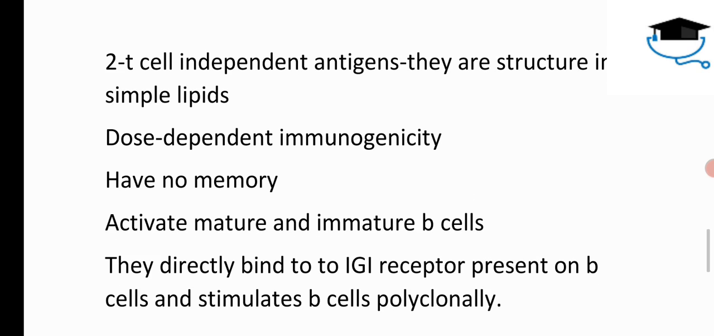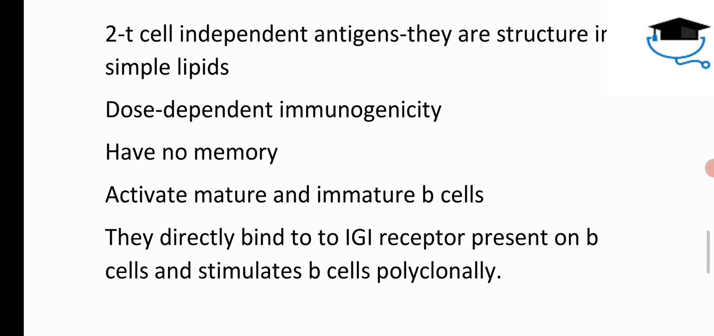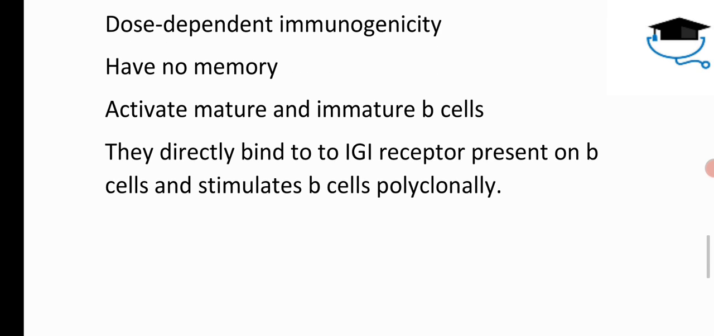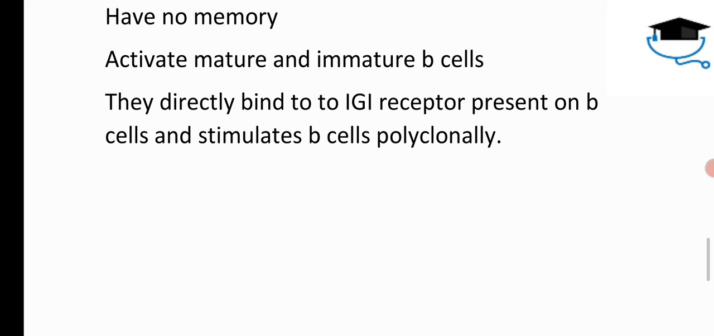Now, T cell independent antigens. What are they? They are structurally simple lipids. They show dose dependent immunogenicity. They have no memory and activate both the mature and immature B cells. They directly bind to the Ig receptors present on the B cell and stimulate the B cells polyclonally.